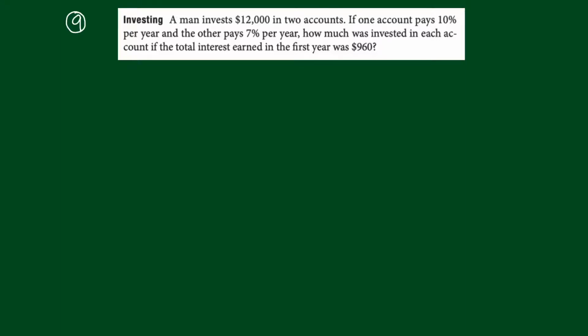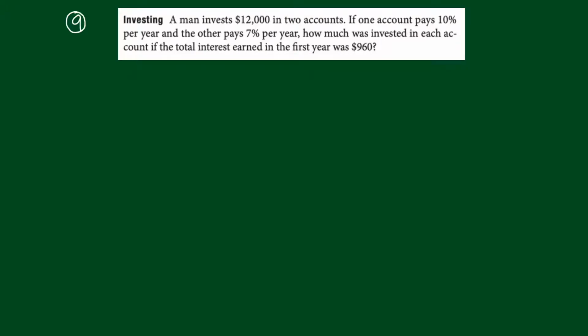Let's read this problem. It says, a man invests $12,000 into two accounts. If one account pays 10% per year and the other 7% per year, how much was invested in each account? And we're given the total amount of interest.